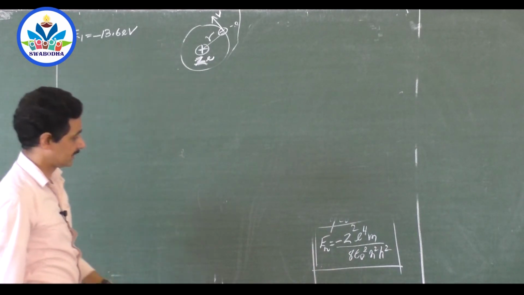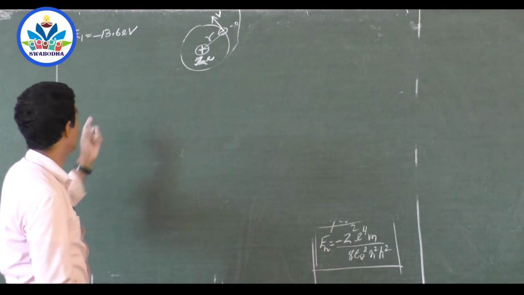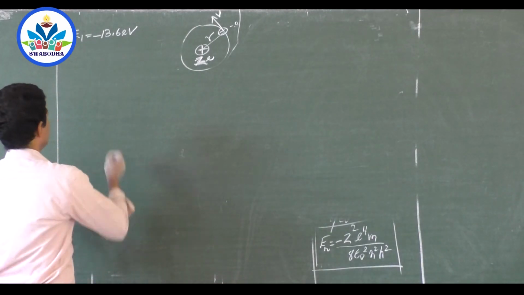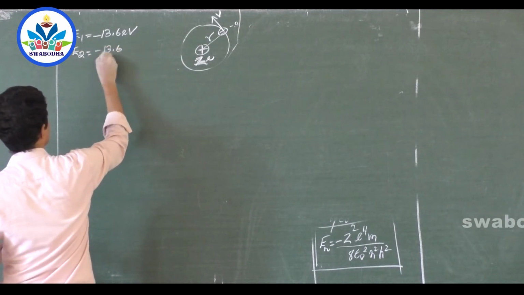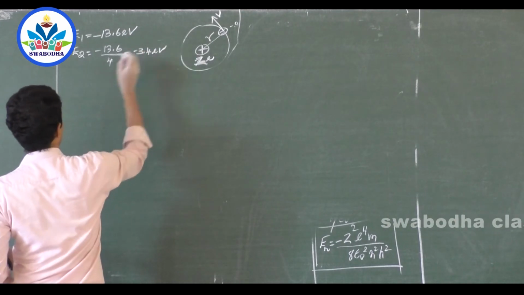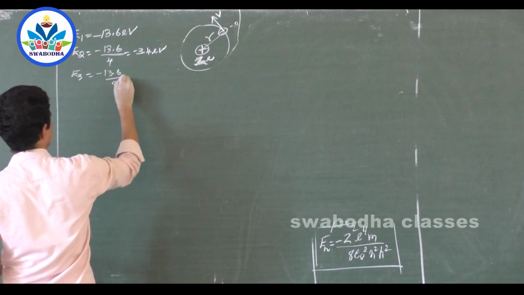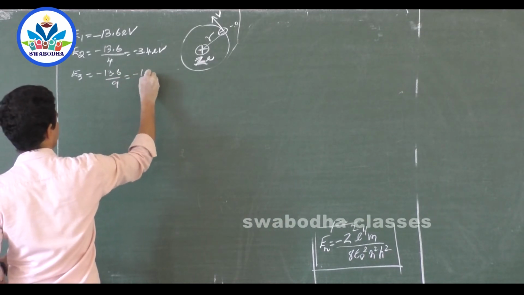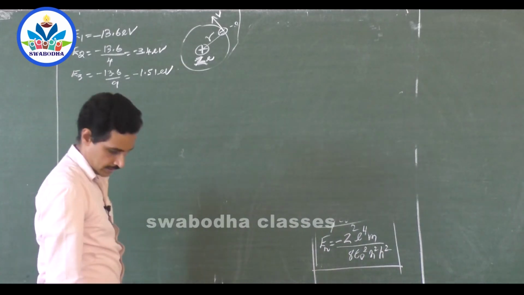Minus 13.6 eV, everything is the same except n is equal to 2, squared by 4, that is minus 3.4. So energy in the second energy state is minus 13.6 divided by 2 squared, which is minus 3.4 electron volt. In the third energy level, it is minus 13.6 divided by 9, that is minus 1.51 electron volt. So like this it goes on.